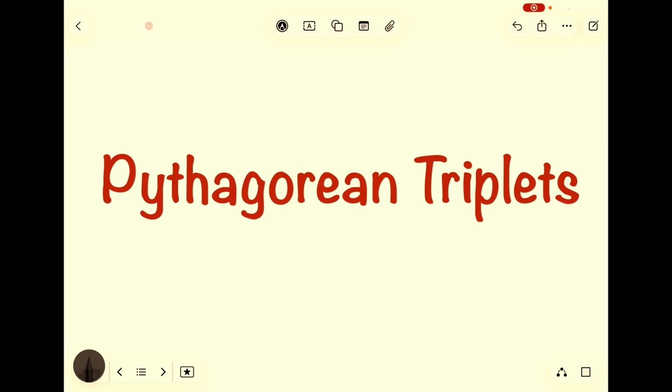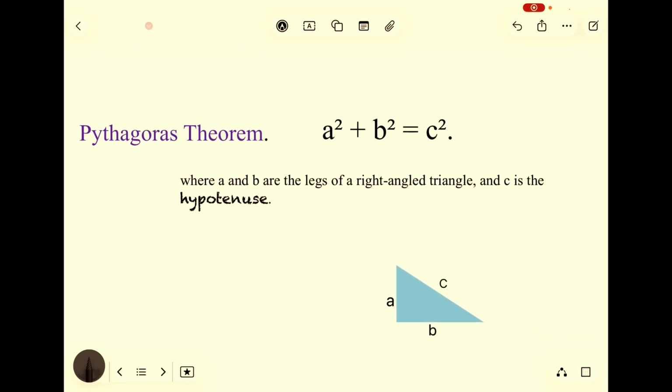Learn about the Pythagorean triplets and how to find them without using the Pythagoras theorem. First, the Pythagoras theorem. In a right angle triangle, the square of the hypotenuse is equal to the sum of squares of the other two sides, which we write as a square plus b square is equal to c square, where a and b are the legs of this right angle triangle and c is the hypotenuse.